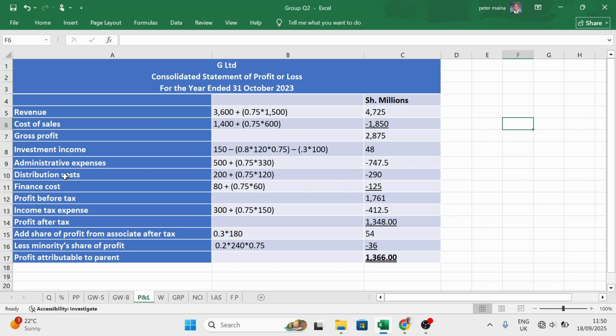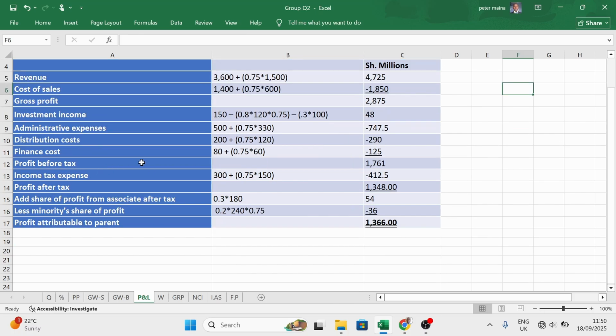For the other expenses, we don't have any adjustments. We just take the expense of the parent, add 9 over 12 multiplied by the expenses of the subsidiary. You record the totals there. So the difference will come after we obtain the profit after tax. The profit after tax is 1348.